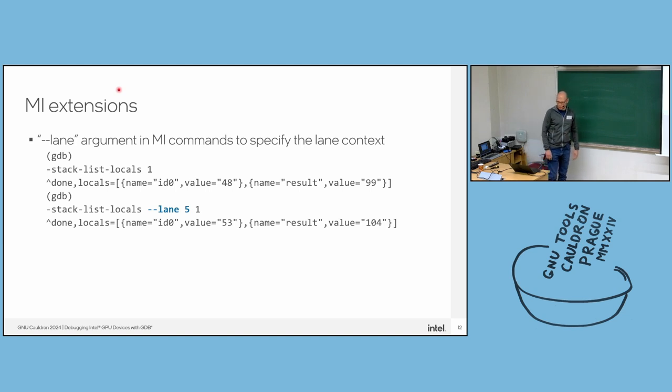And then there are some MI extensions. I think these are now getting into some lower priority issues. The basic stuff would need to be, I think, agreed upon first. But just to give a context, we added a dash dash lane argument for MI commands with which the lane context can be specified. For instance, if you do stack list locals, it gives you the values of the local variables. But you can specify the lane context, and then you get the values based on that context. MI already has a dash dash thread argument with which the ID would usually specify the thread context.